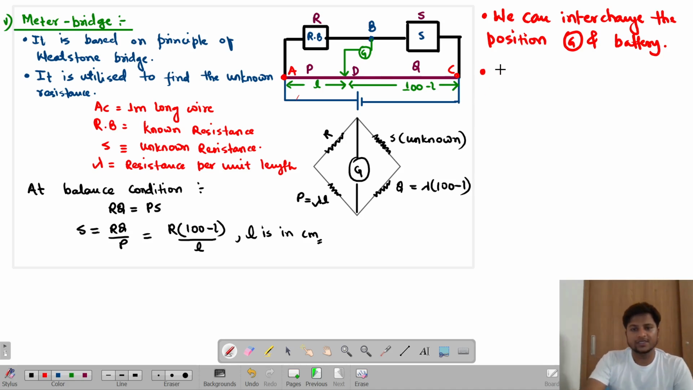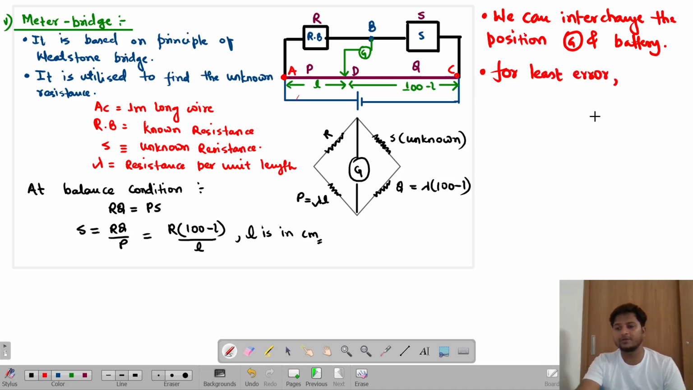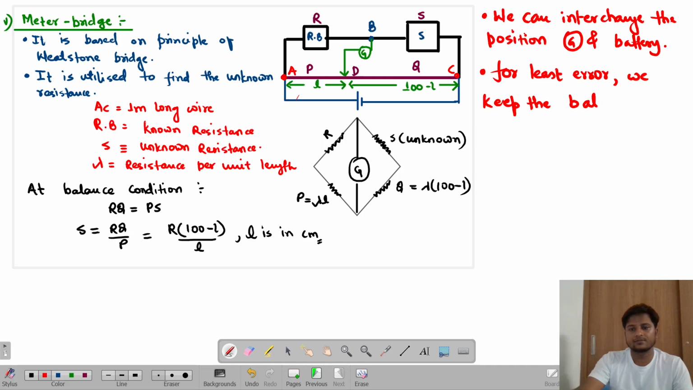Yes. So second case, for least error, as you know that in the experiment the error will be there. So for least error, remember that we keep the balanced length L.